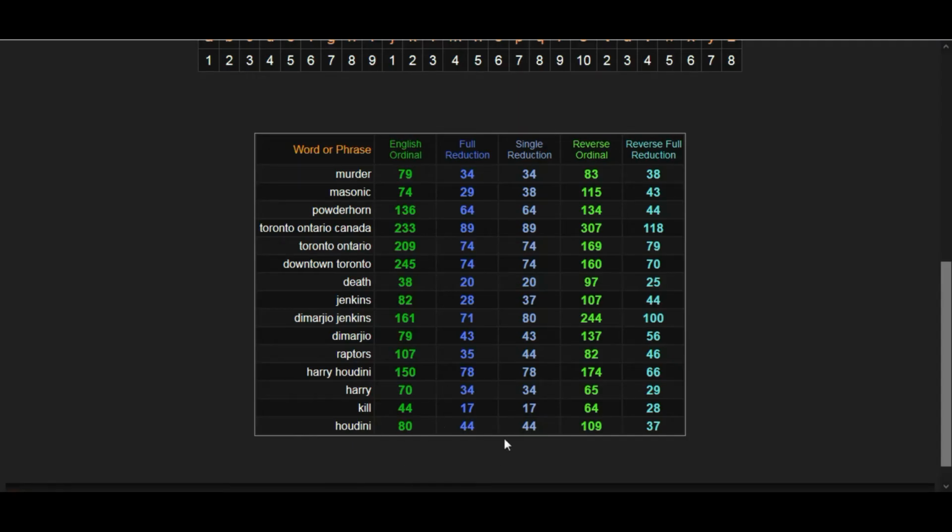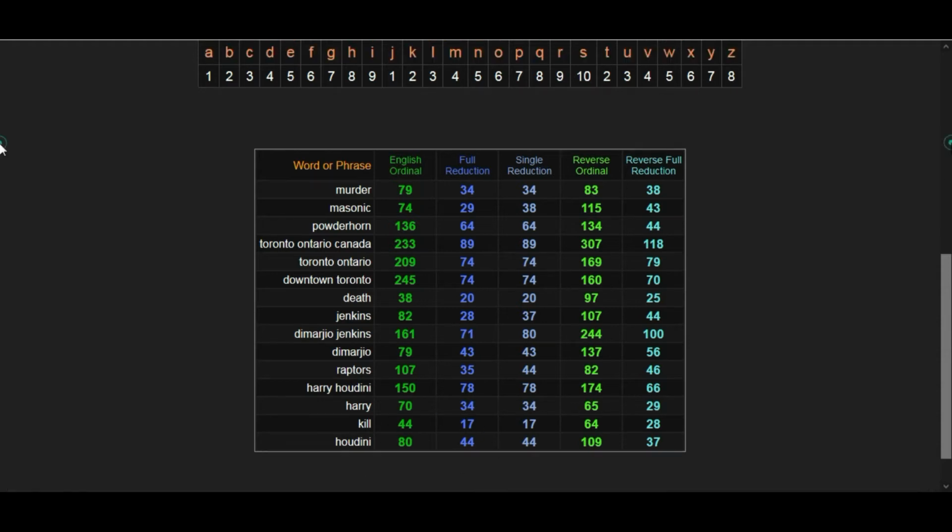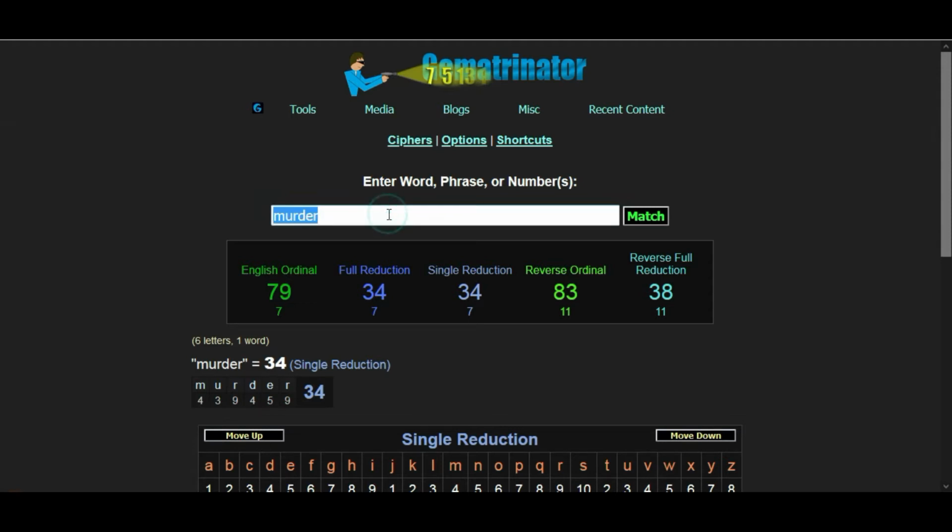If you look at 44 Houdini, kill Houdini have the same gematria. How do you get this? You type in kill 44, which is English ordinal. You just do the order. A is 1, Z is 26, and you just add the digits together. The K, the I, the L, and you get 44.